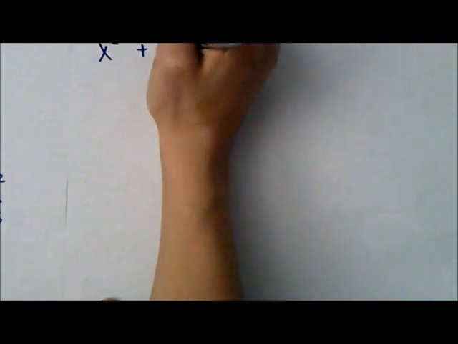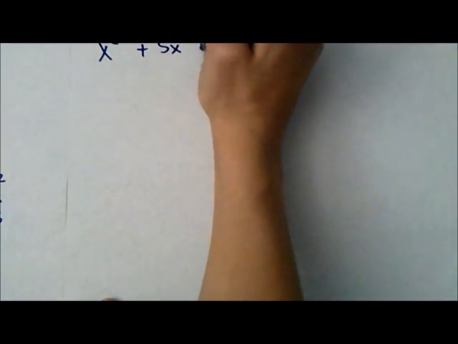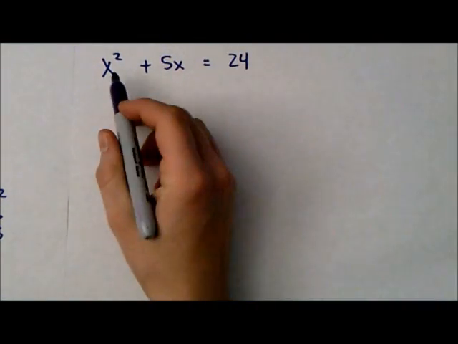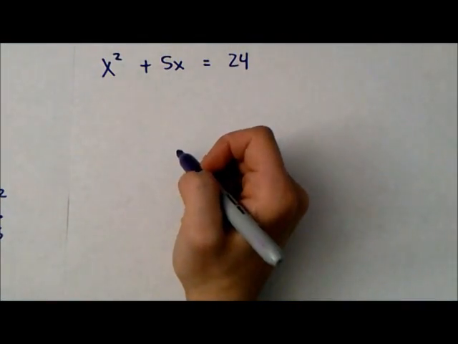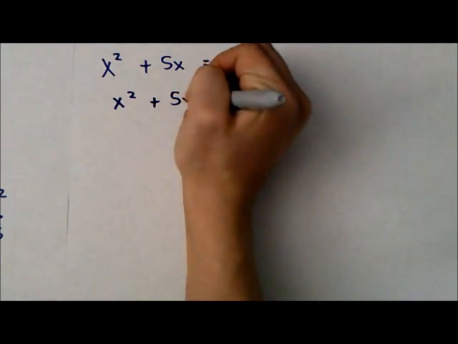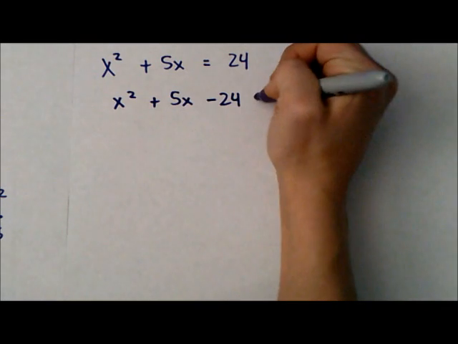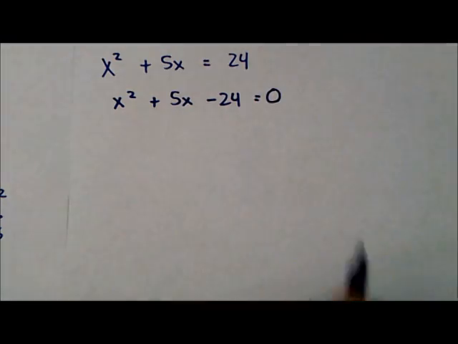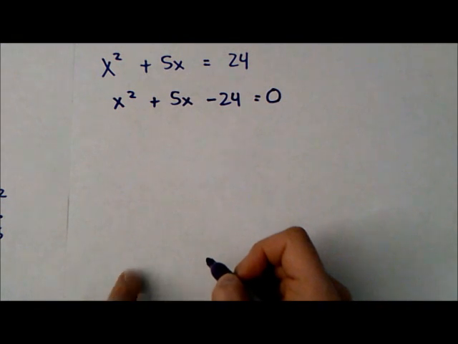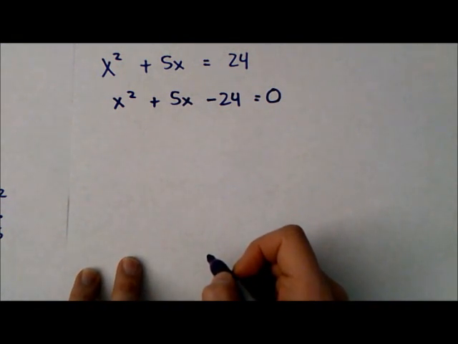The first example we're going to look at is x squared plus 5x equals 24. Now we want to get all of these on the same side. So we'll have x squared plus 5x minus 24 equals 0, which follows the basic form. Now I just minused 24 over on both sides. Now we're going to factor it.